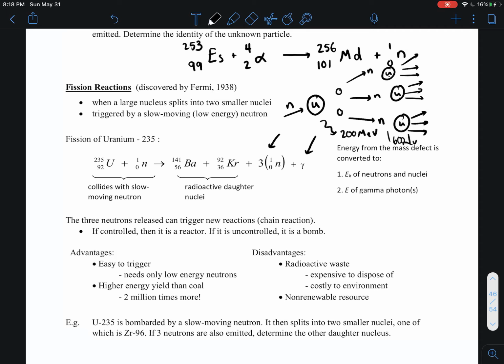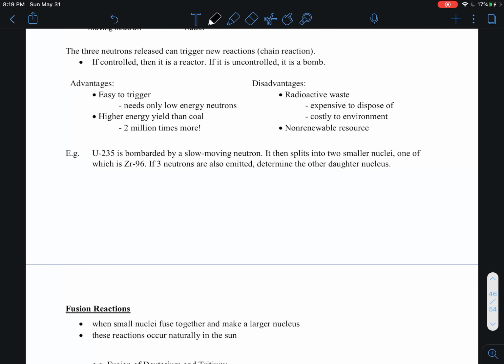All right, so it says if controlled, it's a reactor. If it's uncontrolled, we consider this to be a bomb. So this can be a nuclear bomb, right? So in this case here, advantages: easy to trigger, only needs low energy neutrons, and high yield, higher than coal, almost 2 million times more. So per mass, you're going to get a lot more energy from that of uranium. Disadvantages, of course, there's radioactive waste, which is expensive to dispose of, costly to the environment, and it is technically a non-renewable resource.